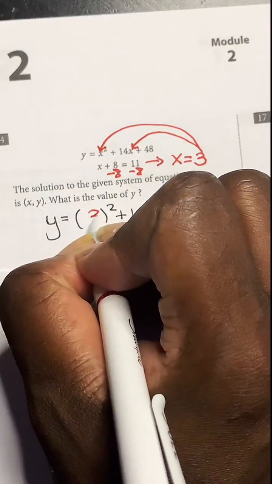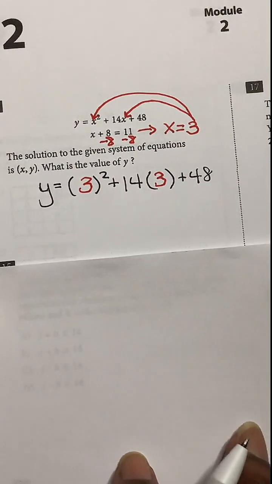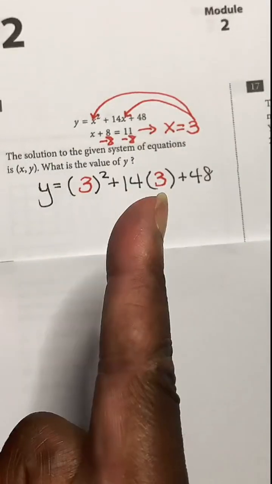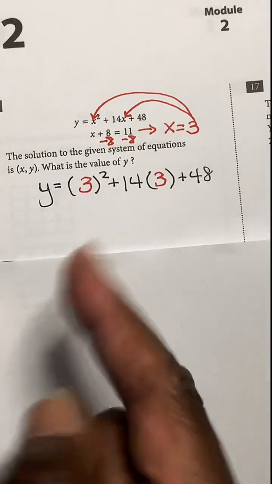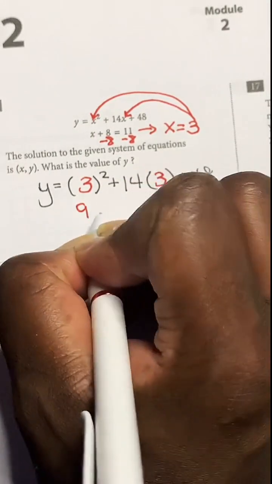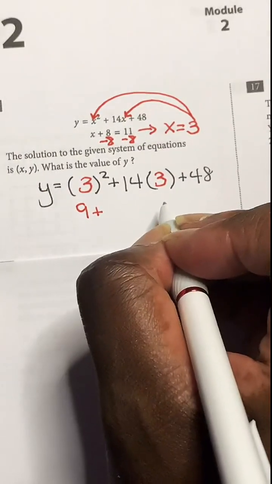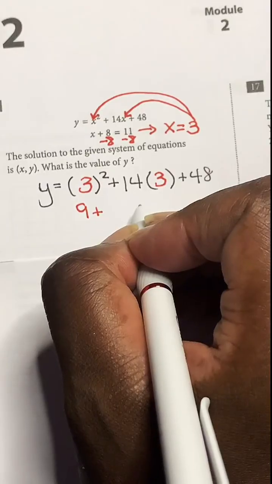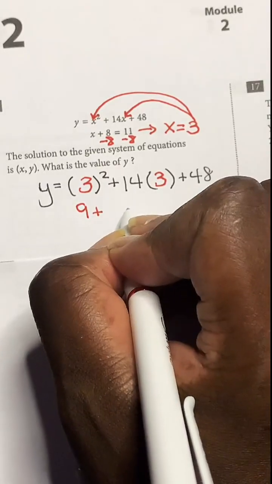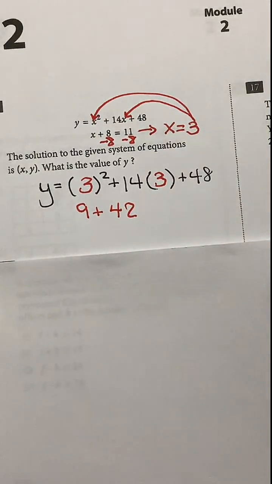So if you plug in your 3 here, and you plug in your 3 here. Now let's get with the mathing. So we have 3 squared, which is not 6. Stop it. Okay, it's 3 times 3. That gives me 9. Now, 14 times 3, that gives me 42. And then I bring down my plus 48.